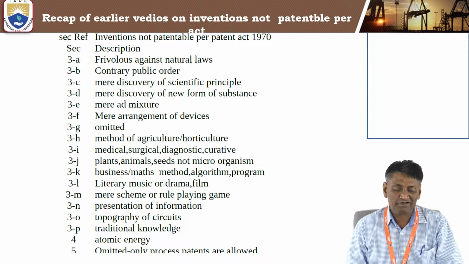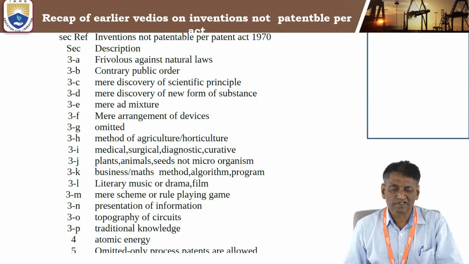Finally, most important, if it is traditional knowledge, like turmeric has some therapeutic values, that cannot be patented because that knowledge is already available in society. So traditional knowledge cannot be patented. Then patents related to atomic energy or nuclear science cannot be patented. So if your invention falls in one of these sections, you need not apply for a patent because a patent will not be granted. So the first thing to ensure is that your invention does not fall in any of these categories.